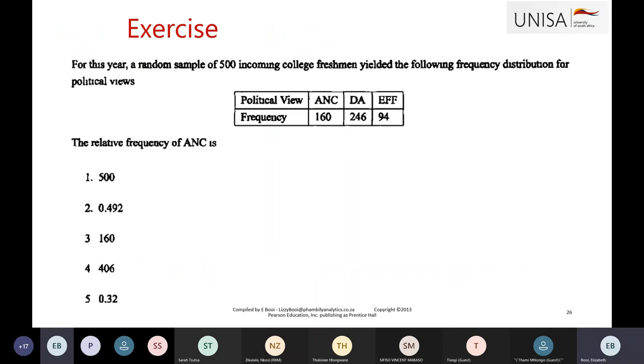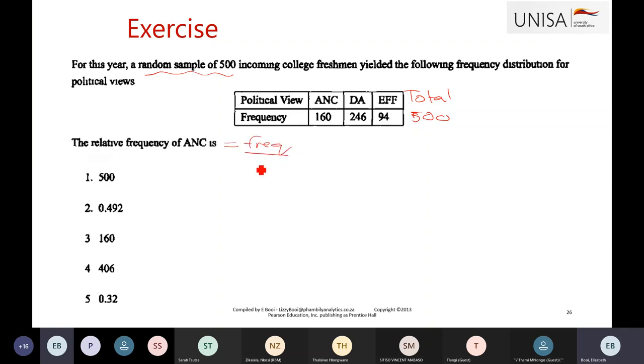Remember, relative frequency is your frequency divided by the total. So calculate the relative frequency of A and C. You are given a summary table, or a frequency table, with a random sample size of 500. If you're not sure that there are 500 there, you can add 160 plus 246 plus 94, and the total should give you 500. Now, with the total of 500, calculate your relative frequency of A and C.